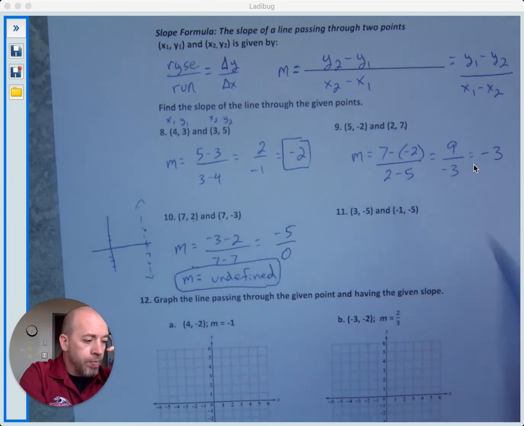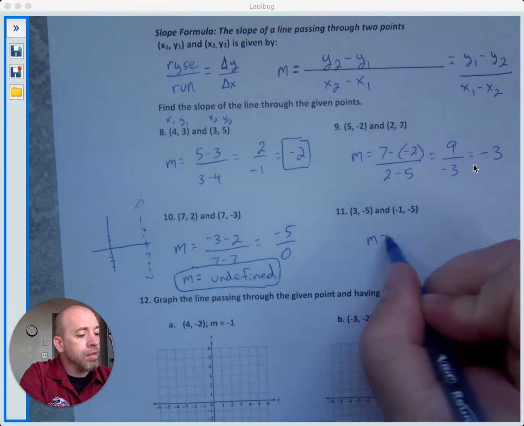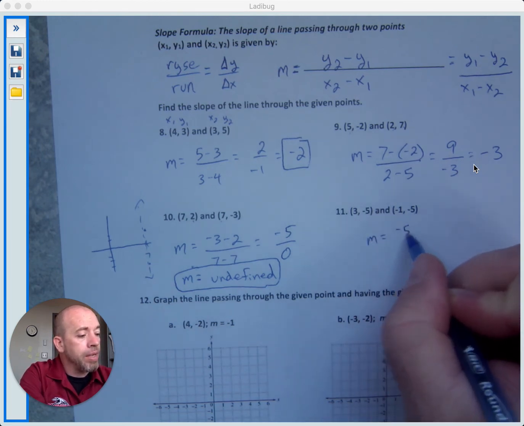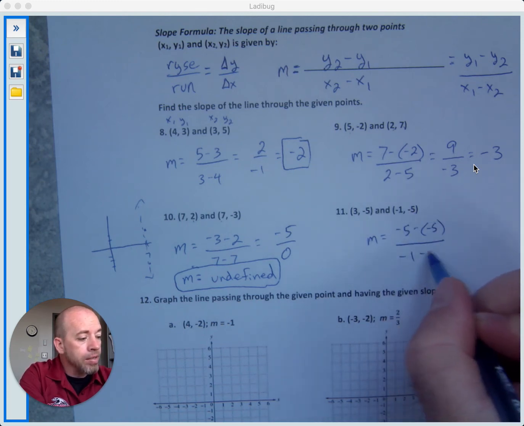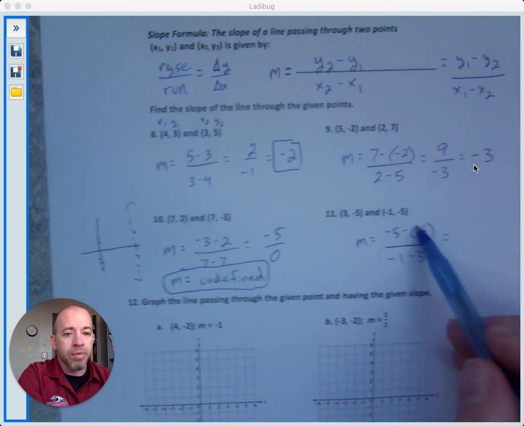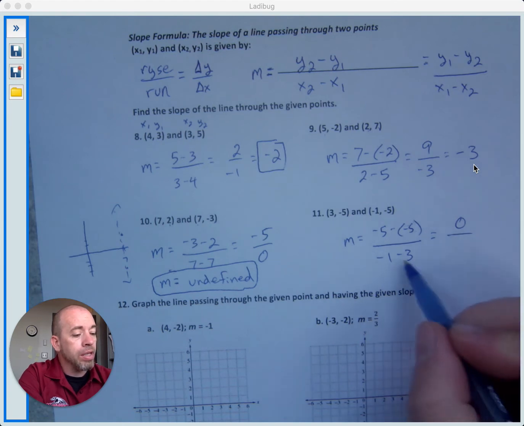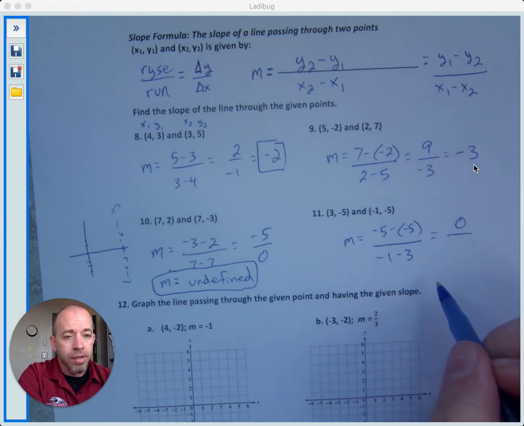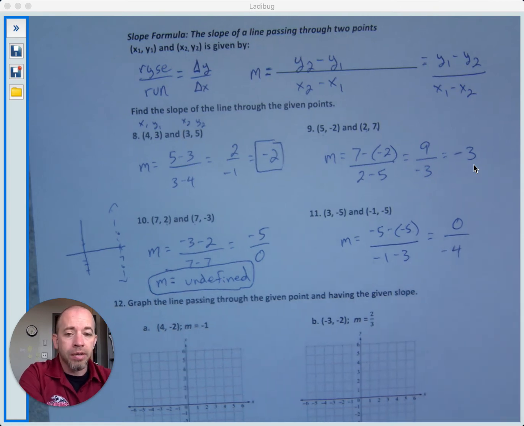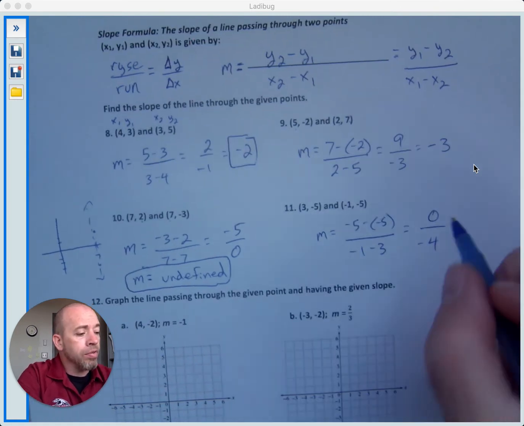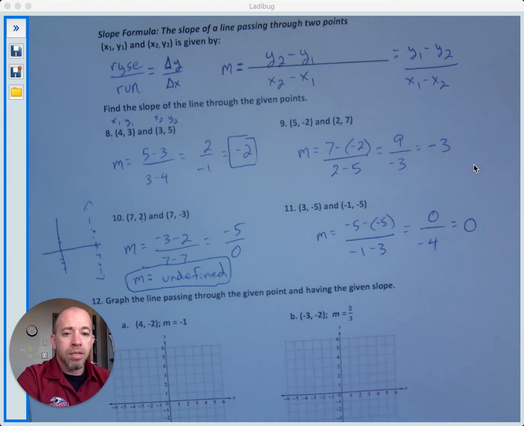Now let's look at another special case here. Here we have m equals y2 minus y1, negative 5 minus a negative 5, over x2 minus x1, negative 1 minus 3. So on the top there, what do we get? Negative 5, this is really plus 5, which we get 0. On the bottom, we get negative 1 minus 3, which is negative 4, right? So 0 divided by negative 4, we can do that. 0 divided by any non-zero number is just 0. So we get a slope of 0.